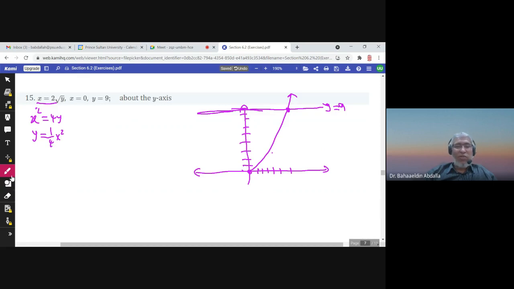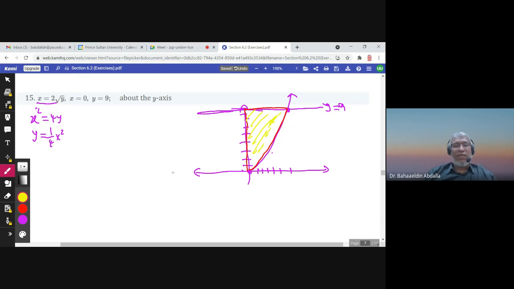So where is the region bounded by all of these curves? X equals 0, this is the line. X equals 2 square root of y, this is the curve. Y equals 9, this is the line. So this is the region.